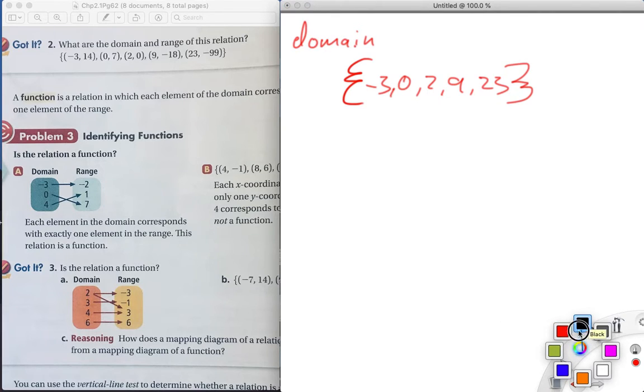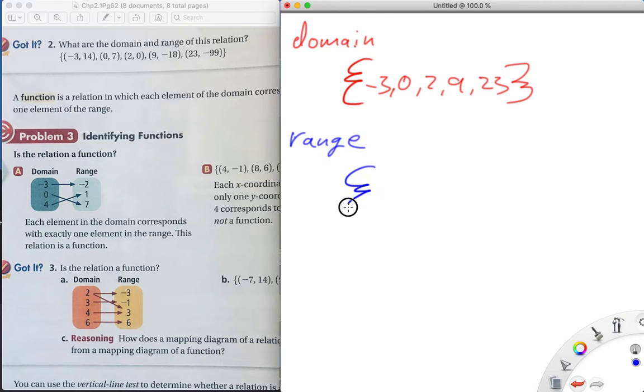And then the range, again a set, so you put these brackets. They are usually in number order too, but I have also seen them the way that the book does them, in order of the ordered pairs, so I'll just stay consistent with the book. Negative 18 and negative 99. Alright, so that's how we write the domain and range.